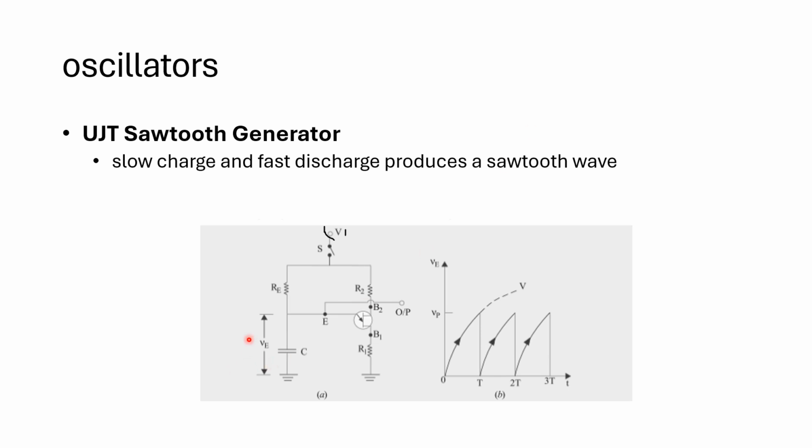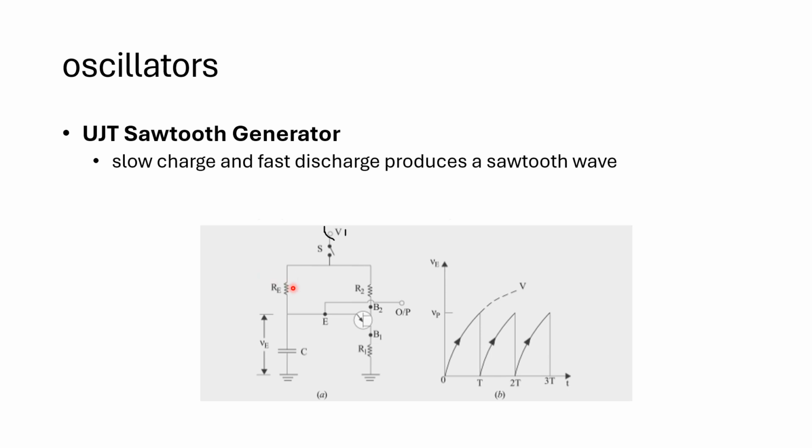Okay, so your VE here, the voltage across your capacitor, rises exponentially towards the target voltage but drops to a very low value after it reaches the value VP due to the sudden conduction of our emitter to base 1 junction. Since RE is large, usually the value for RE is 10 kilo ohms or so, your charging rate is comparatively slow, but discharging is much quicker since R1 is very, very small compared to RE.